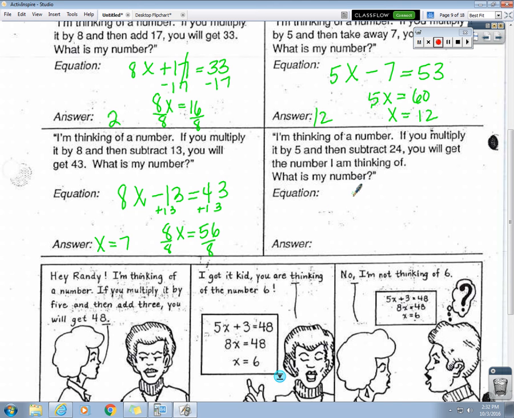I'm thinking of a number, okay, so X. Multiply it by 5, subtract 24, and then you will get, which means equals, the number I'm thinking of. Well, we don't know the number you're thinking of, so you have to use X again. Didn't we use X over here for the number I was thinking of? So you have to put it over here because it says the number I'm thinking of again. Now, what's the first step for this one?